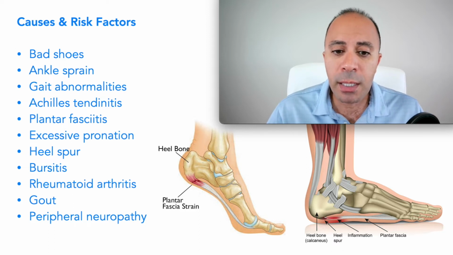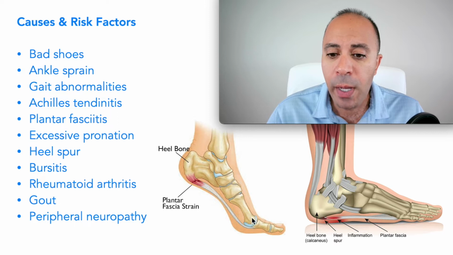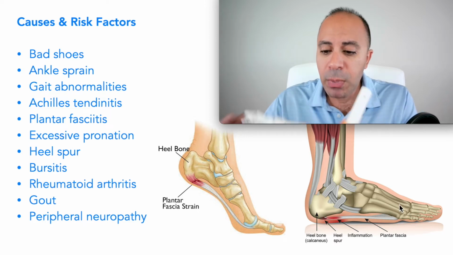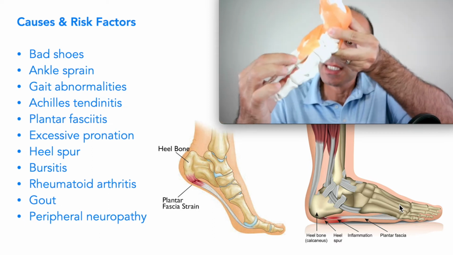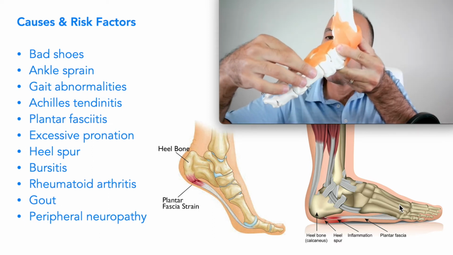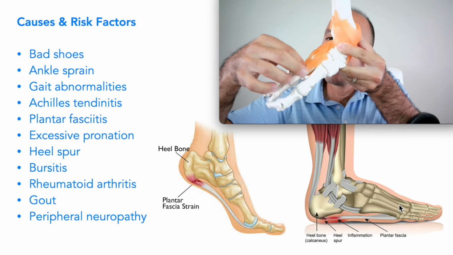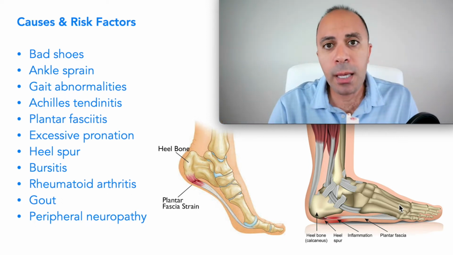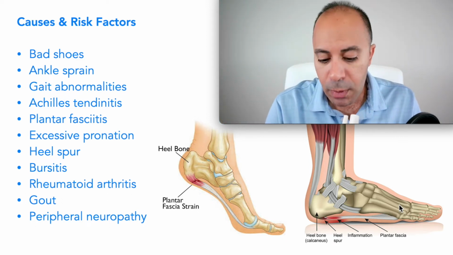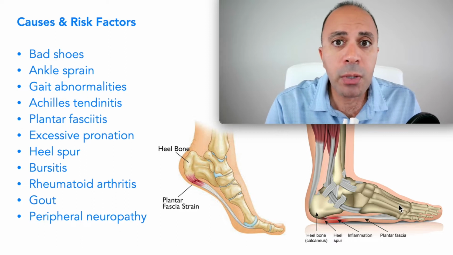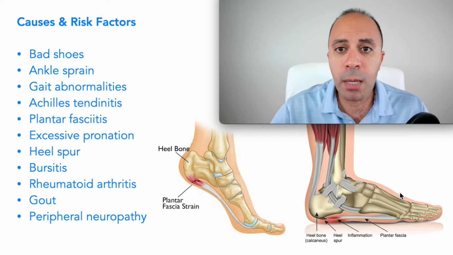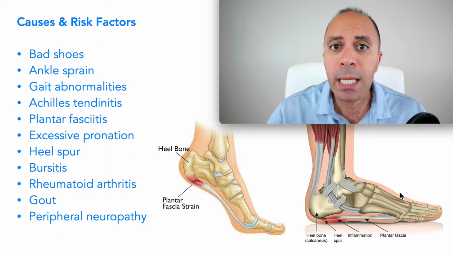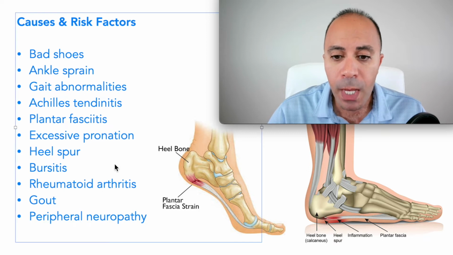The other thing that's not shown here is Morton's neuroma. That usually happens between the second and third metatarsals, in this area, where the nerve in between is inflamed and irritated. The symptoms are related to inflammation and scar tissue compressing on the nerve, which causes the Morton's neuroma symptoms. And I have a video on Morton's neuroma on my YouTube channel.